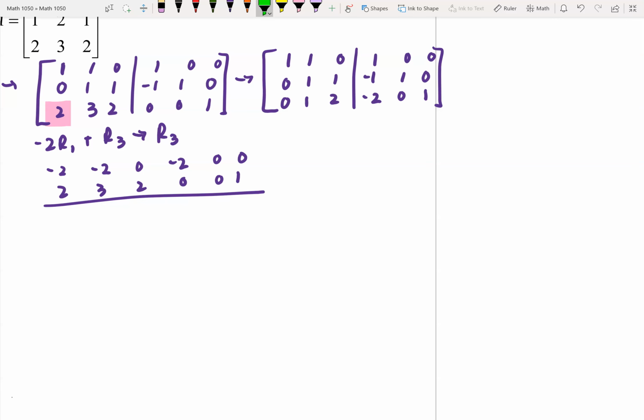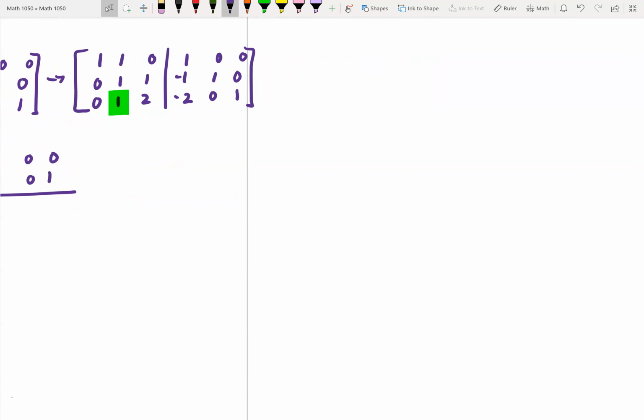The next thing I need is a 0 here. Guys, I could go row 2 minus row 3 or row 3 minus row 2. One of them's better than the other. What's better? Row 3 minus row 2. Why? Because it gives me a 2 for 1. Row 3 minus row 2 becomes my new row 3. So row 1 doesn't change.